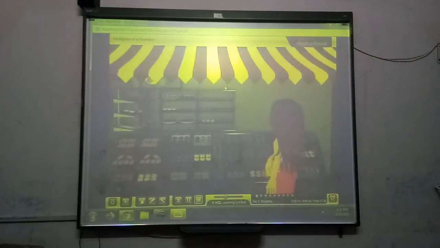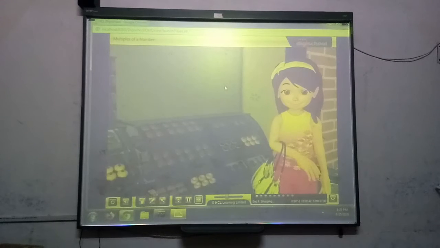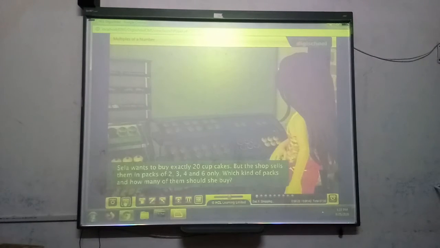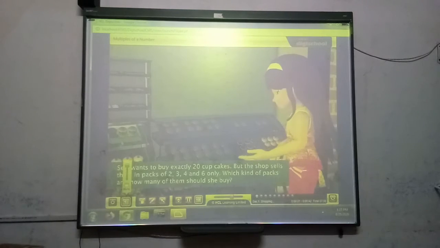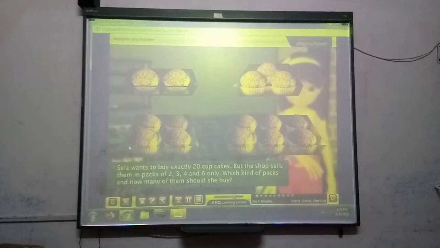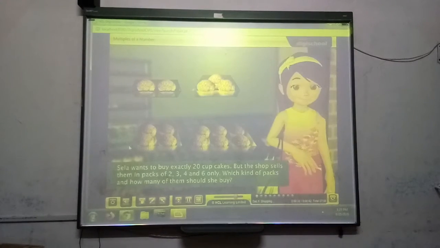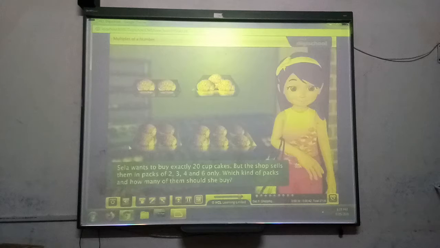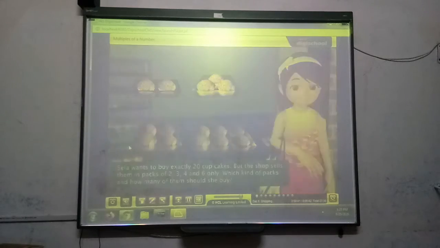And she is out to buy cupcakes for a small party at her home. Seller wants to buy exactly 20 cupcakes. The shop sells the cakes in packs of 2, 3, 4 and 6 only. Which kind of packs and how many of them should seller buy so that she has exactly 20 cupcakes? Well, let's find out.